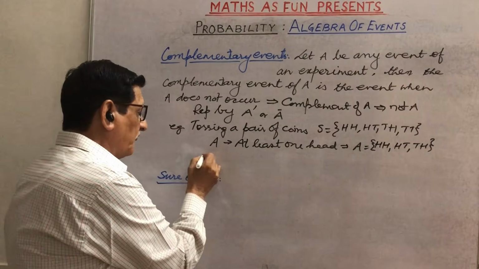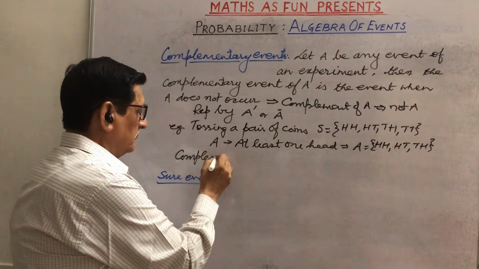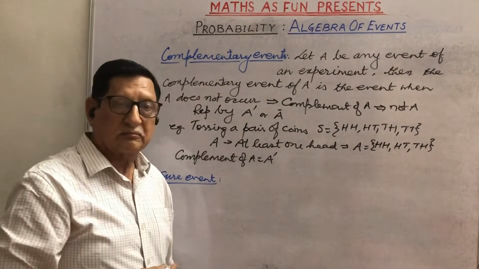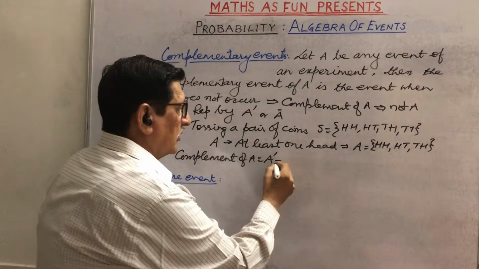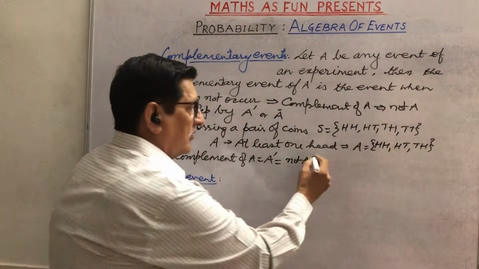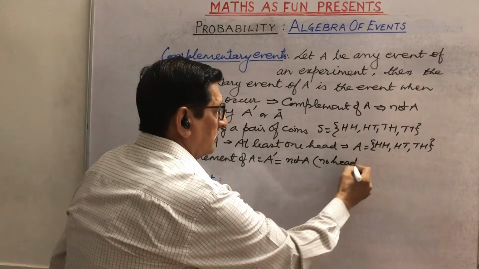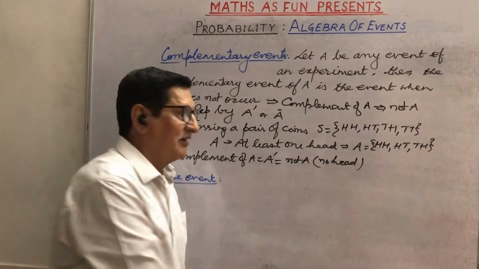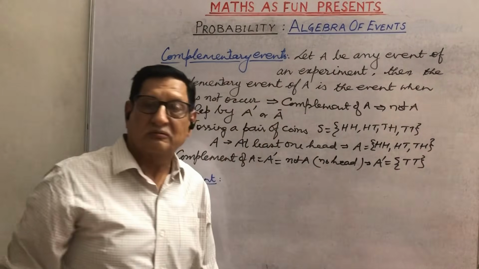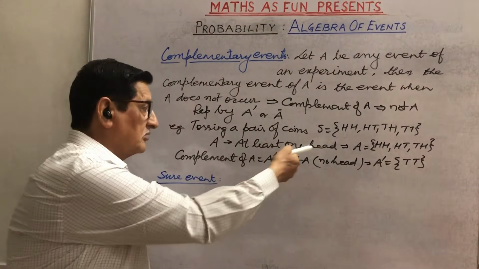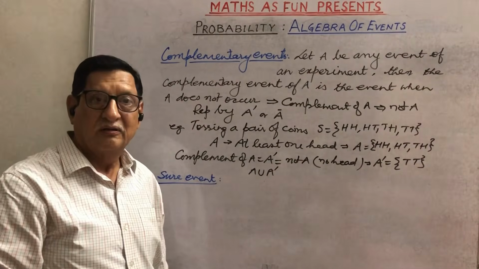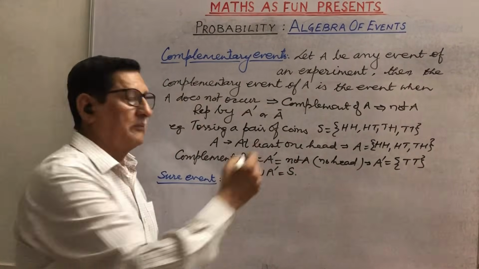The complement of A here, that is A dash or A bar, will be not A. It means no head. So what will be A dash? A dash here will be only both tails. Here we can also understand one thing. If we take the union of A and A dash, that will form the sample space.